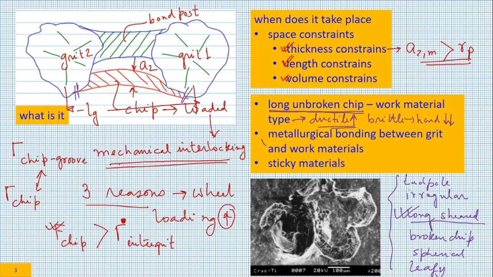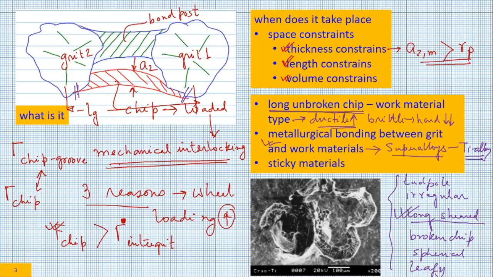Then metallurgical bonding between the grit tip and wheel material. This is a strange thing. This typically happens for superalloys, when you are grinding superalloys, primarily titanium alloys. It doesn't happen to that extent for nickel. So if you are grinding titanium alloys, titanium alloy is such a fella, it tries to mingle with everyone. It adheres to everything, reacts with everything.